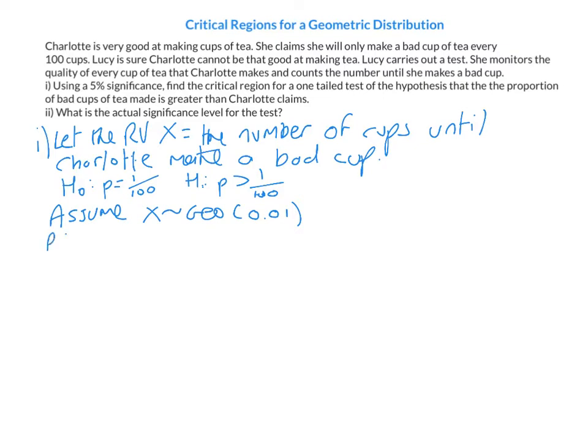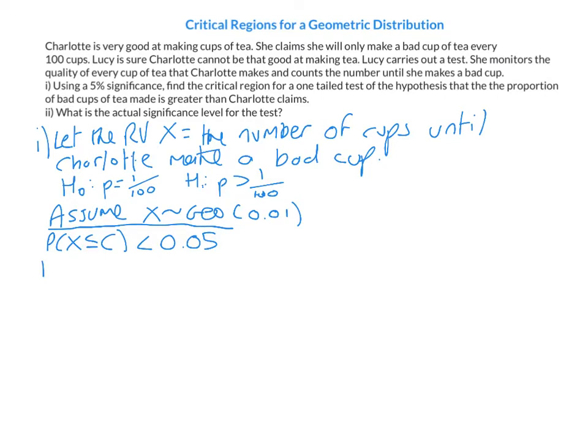So the probability that x is less than or equal to our critical value has to be less than 5%. This is where we start. So there's some number of cups where if Charlotte makes a bad one within that amount, then it's going to be within a critical region. We can say, okay, she's not that good.